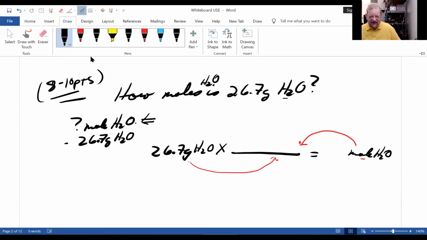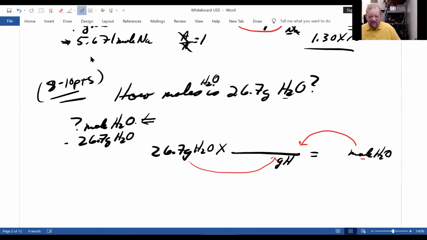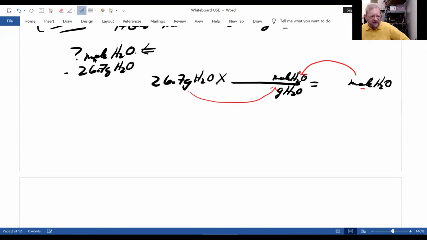Whatever units we're trying to get rid of, in this case, grams of water, go underneath. Whatever we're trying to get to, moles of water, go on top. And where do I get that number? This will be given to you in the important information, test number 2. One mole of a compound equals the molecular weight, MW, in grams of the compound.